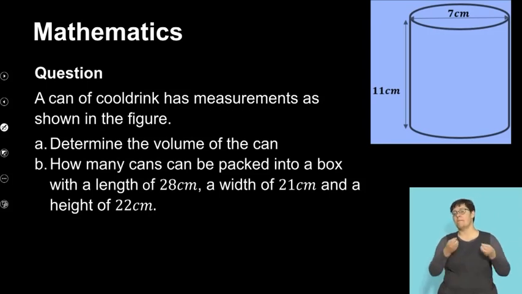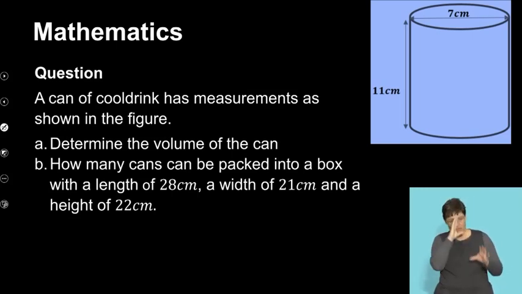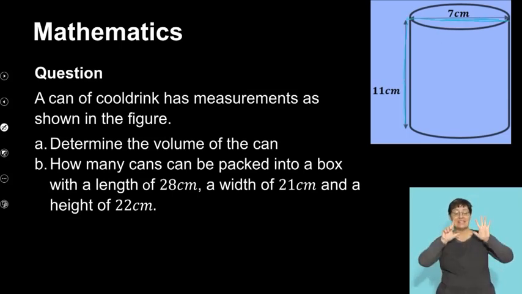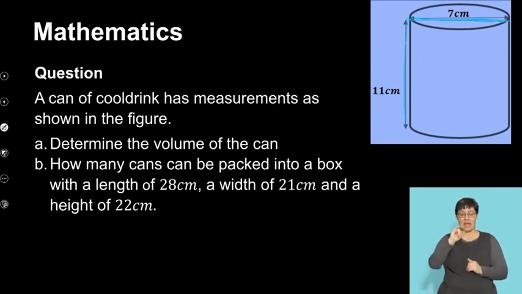So we have been given a can of cool drink. You can imagine whatever cool drink it is, maybe you have a favorite one, so you can keep that in the back of your heads. And please stay with me and don't get distracted about the thought of a soda. So a can of cool drink has measurements as shown in the figure. So we have 11 centimeters for height, and we have a diameter of 7 centimeters.